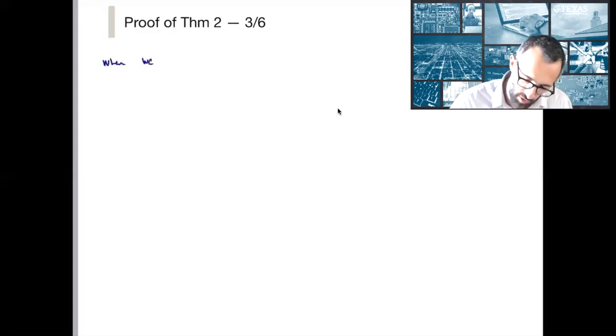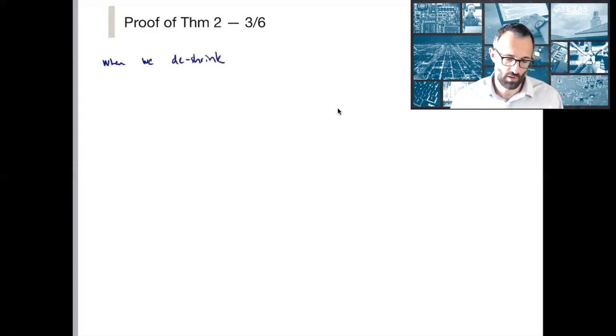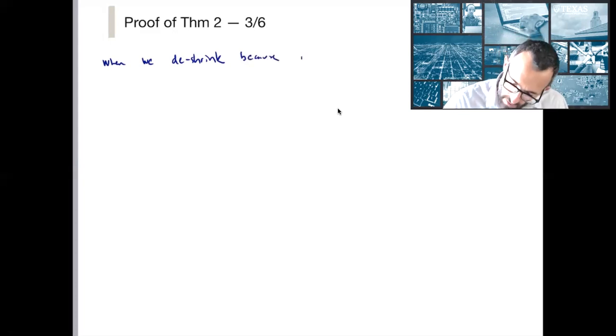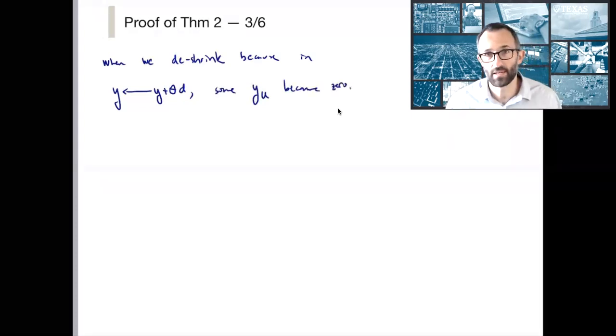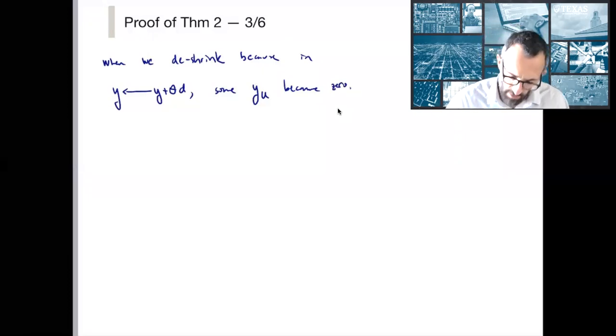So why do we deshrink? When we deshrink something, we deshrink it because the value y_u hit 0. We deshrink because in y, which we were updating by y plus theta d, y_u became 0. But we already mentioned this when we were talking about how big theta can be. But let's write it clearly.